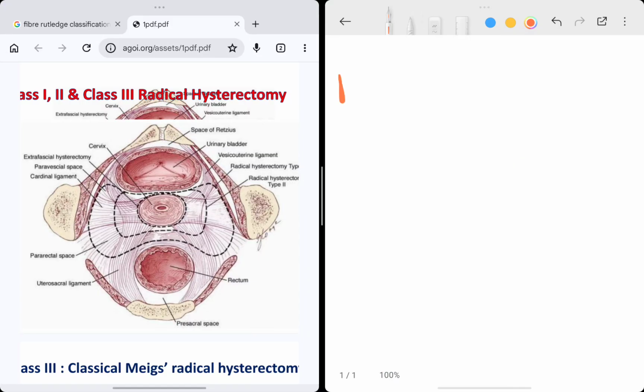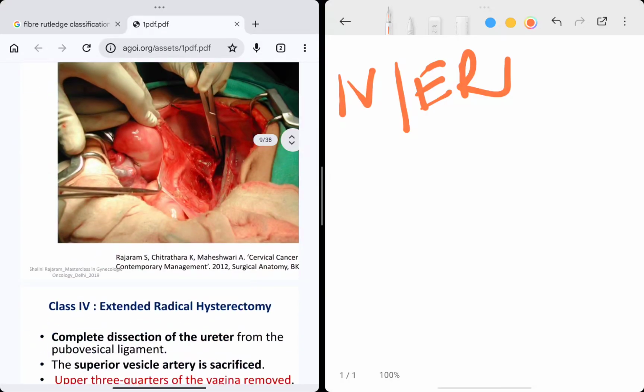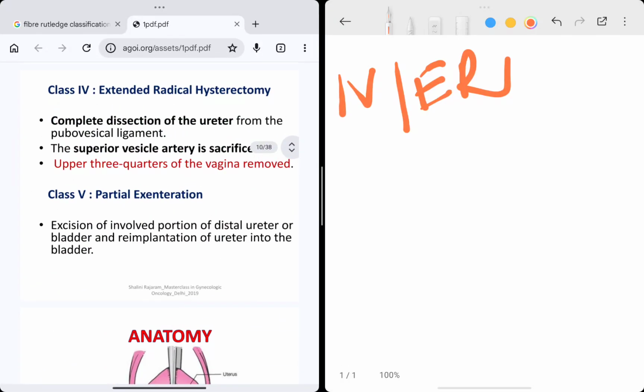Now the fourth is extended radical hysterectomy, in which there is complete dissection of the ureter from the pubovesical ligament. Superior vesical artery, which supplies the bladder, is also sacrificed, and upper 3/4 of the vagina is removed. So the vagina is just like radical hysterectomy. Here the bladder is completely mobilized but not resected. So there is no resection of the bladder in type 4 hysterectomy.